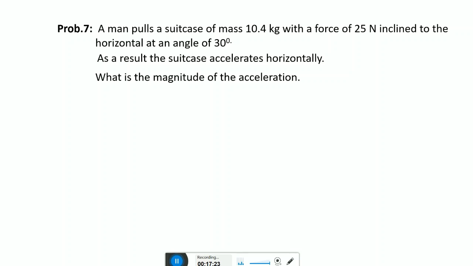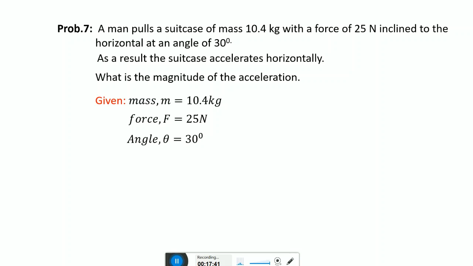So given parameters are, a man pulls a suitcase of mass, means m is given, that is 10.4 kg, with a force of 25 Newton, means F is given, inclined at horizontal angle 30 degree, means theta is given 30 degree.